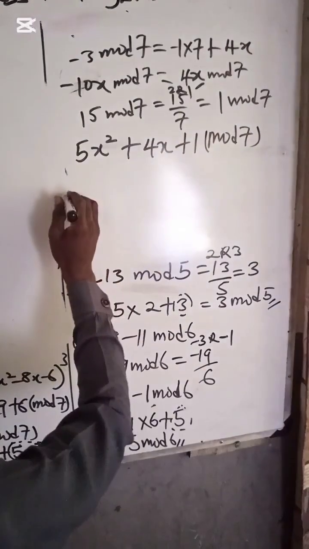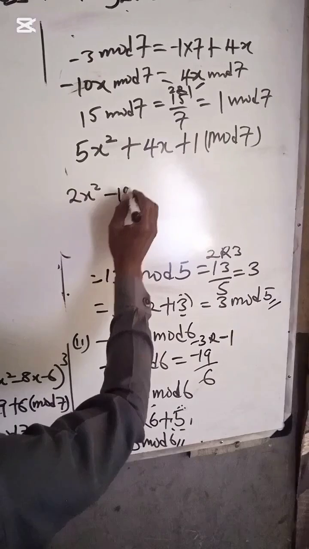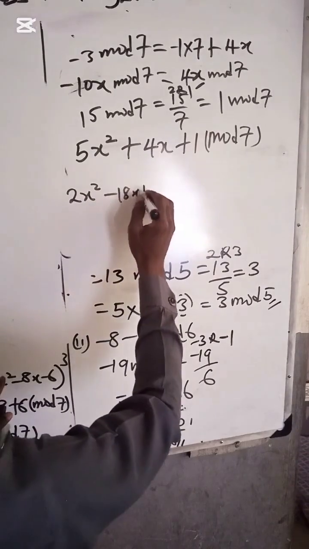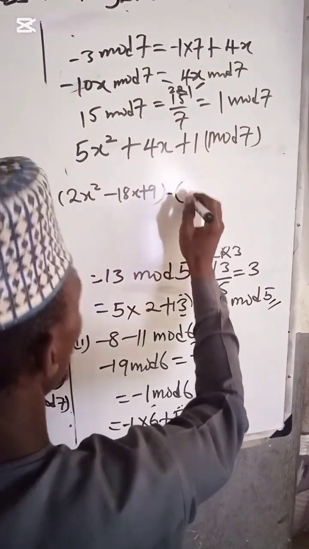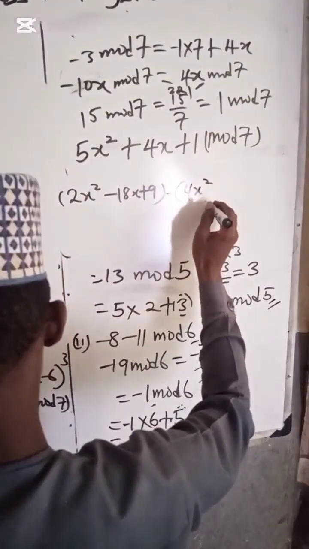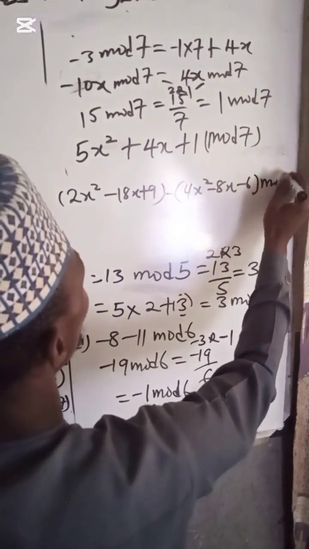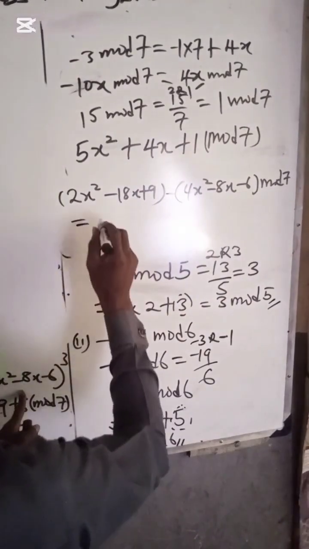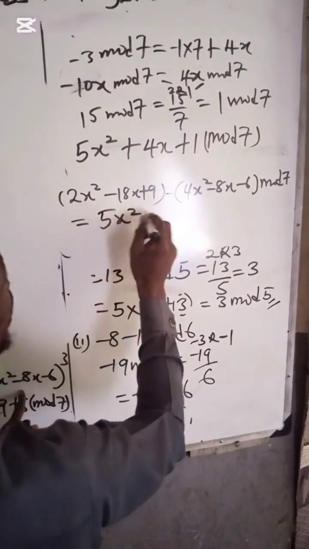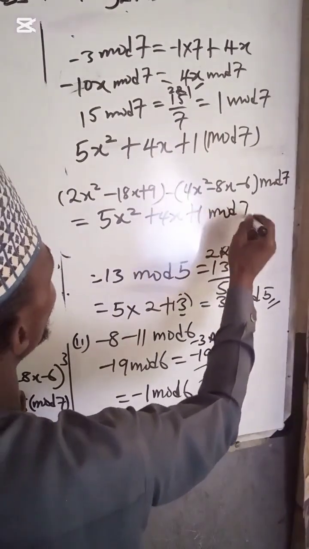We can now conclude that 2x squared minus 18x plus 9 minus 4x squared minus 8x minus 6 modulo 7 is equal to what? 5x squared plus 4x plus 1 modulo 7.